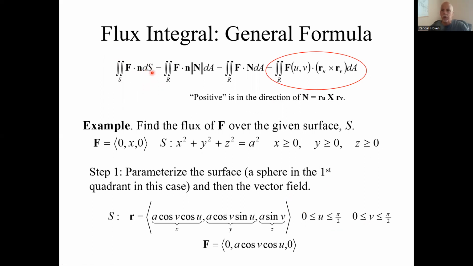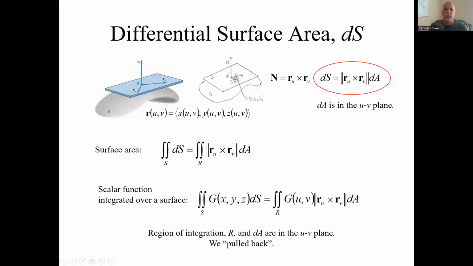And the dS we already had. It was this magnitude of big N, I think I had that on a previous chart, times dA. What I mean by big N is this r sub u cross r sub v. That's big N. Yeah, here it is. That's big N.